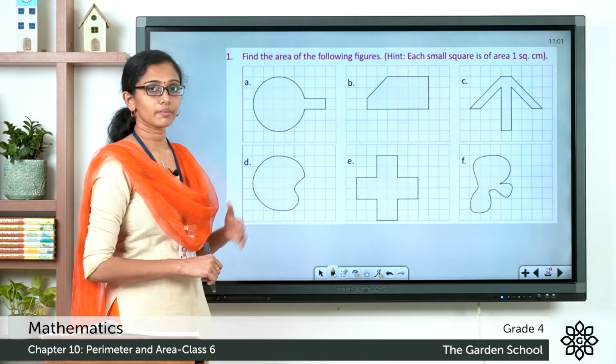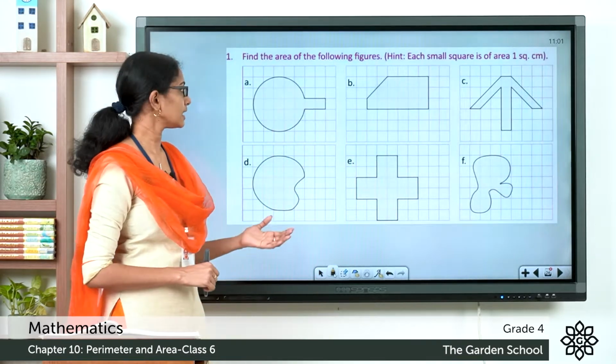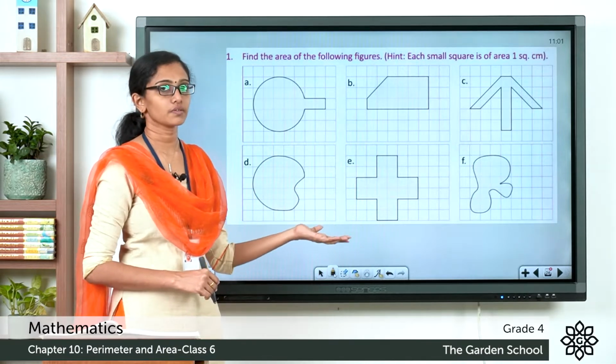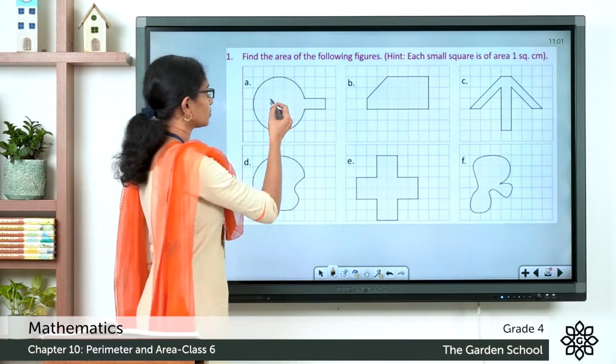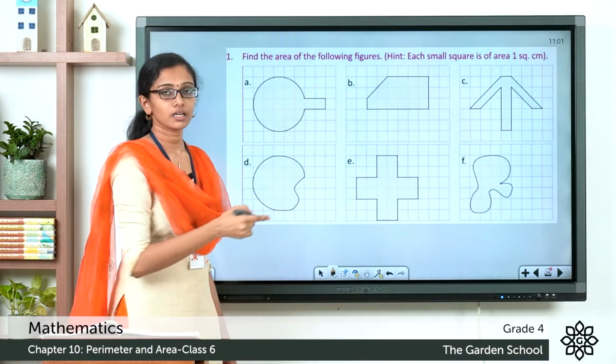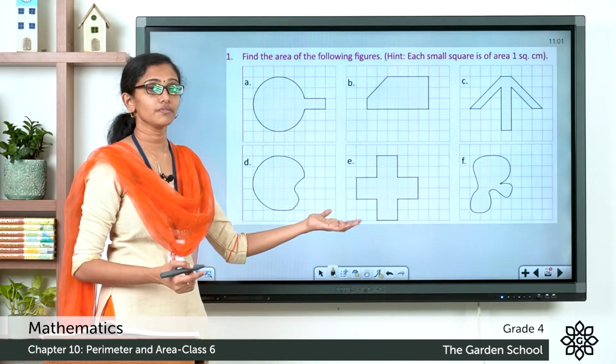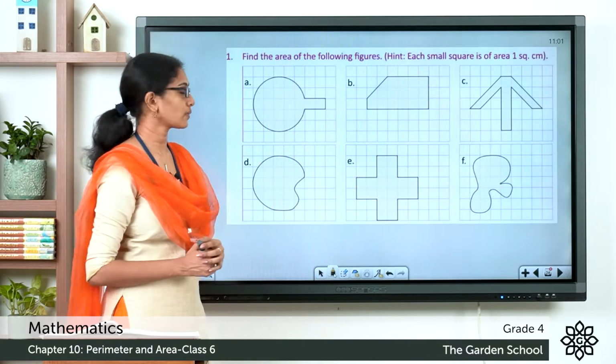Let's count the number of full squares first and then you have to consider the squares which are covered in half or more than half. So let's do the counting. So in the case of this part, you have to take the squares which are covered half or more than half as having an area of 1 square centimeter.